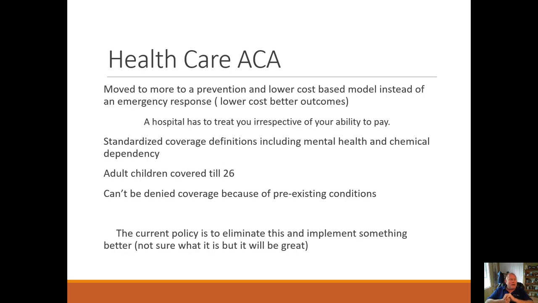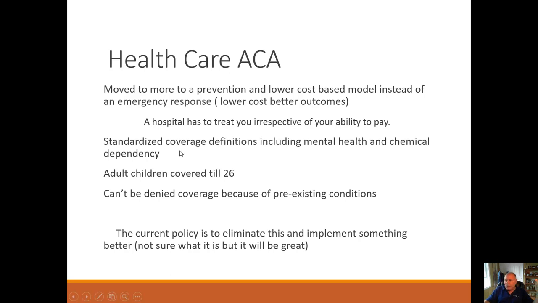Now, part of the key parts of the Affordable Care Act that I think are important to talk about from your perspective is their standardized definition of coverage. It includes behavioral health and chemical dependency. Before, every policy was different. Adult children are covered till 26. That's you. If we didn't have it, you wouldn't have insurance. You can't be denied coverage because of pre-existing conditions. The current policy, this is where the policy comes in, is to eliminate this completely, all these coverages, and implement something better. We don't know what that is.